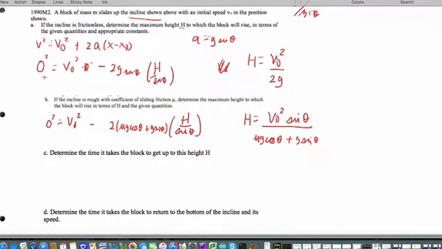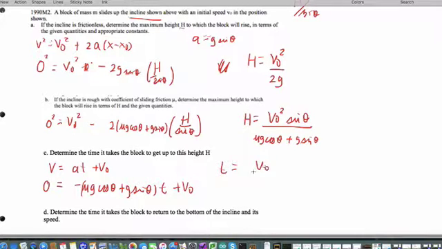The time it takes the block to get up to that height, well, we can say that v equals at plus v naught. So 0 equals negative (mu g cos theta plus g sine theta) times t plus v naught. So the time is going to end up being v naught over (mu g cos theta plus g sine theta).